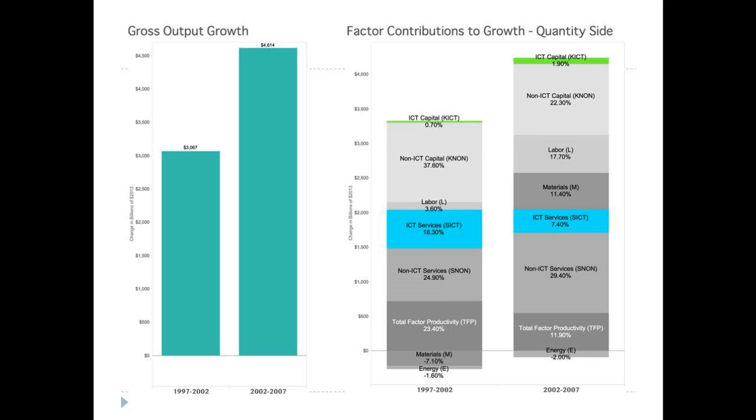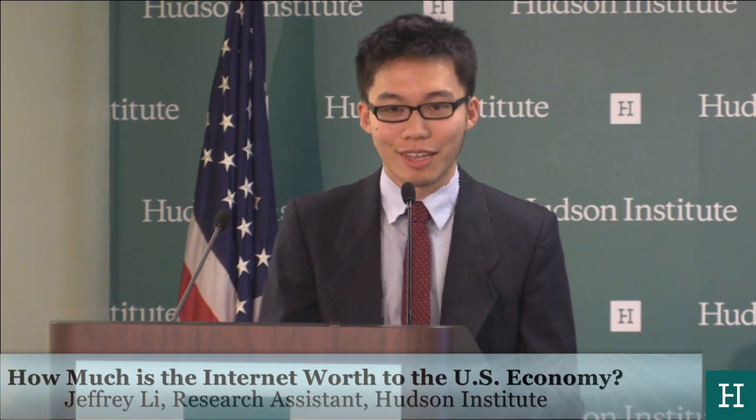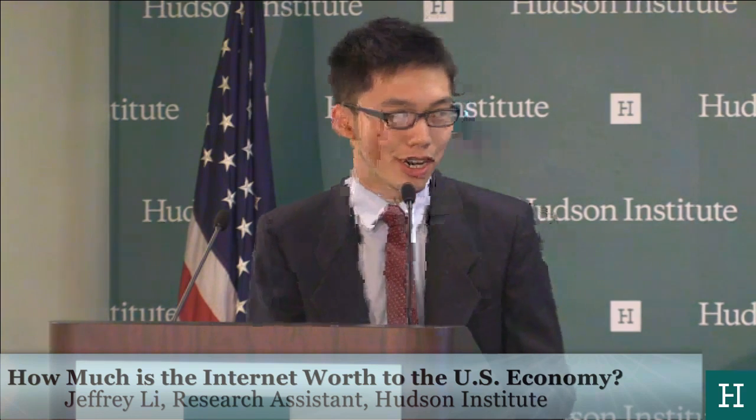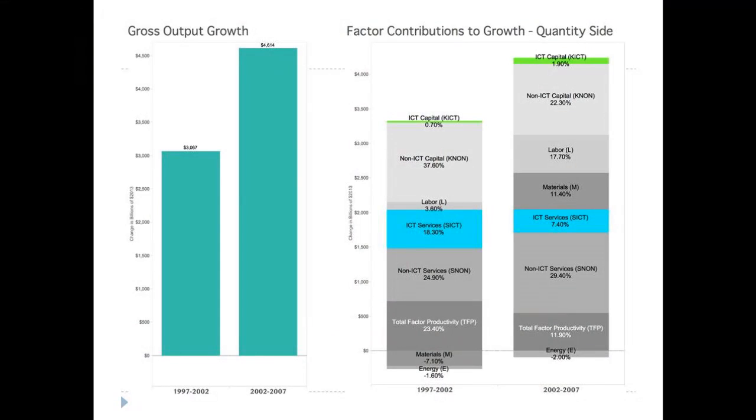And using our method for decomposing the growth into different factor contributions, we see that ICT services has a huge effect on what we measure as growth. Even though ICT services on its own is a pretty small category of inputs, they are actually contributing a disproportionately large amount to the growth rate of the economy. In the blue, you see that ICT services from 1997 to 2002 made up almost 20% of the growth in the entire economy as we measured. And then in the second period, almost 10%.